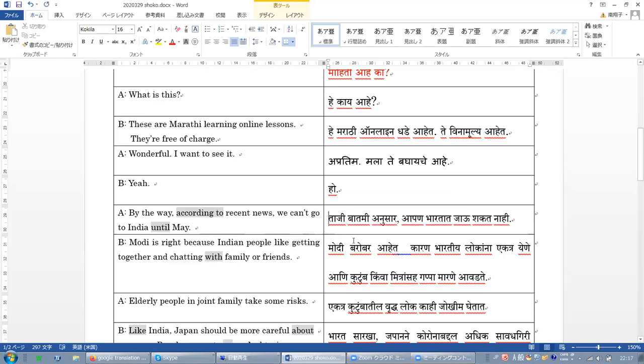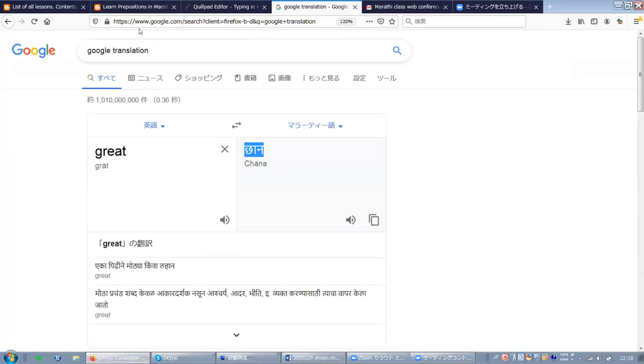So, by the way, according to recent news, we can't go to India until May. Anusar means according to. So the first word will be tajya batmi nusar. Taji is the word for fresh or latest. While adding that preposition we change the word, and the same way we also change its adjective. So it will become tajya batmi nusar.